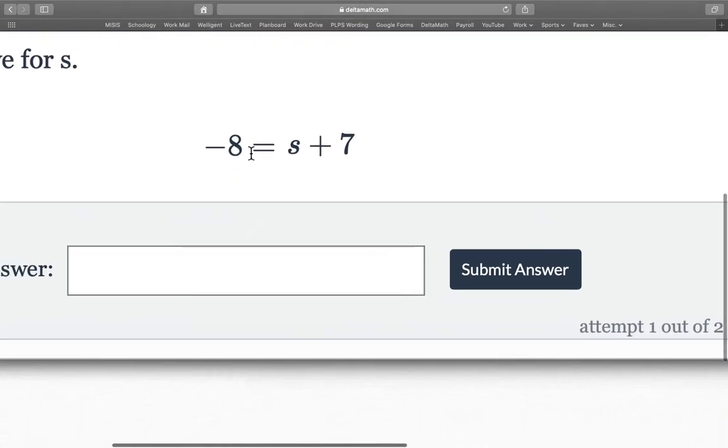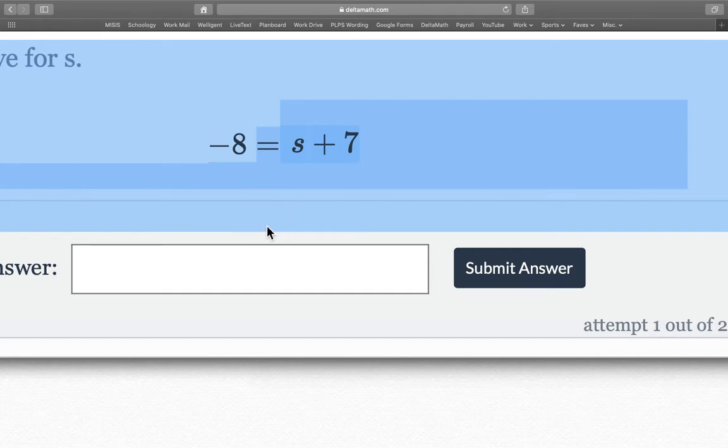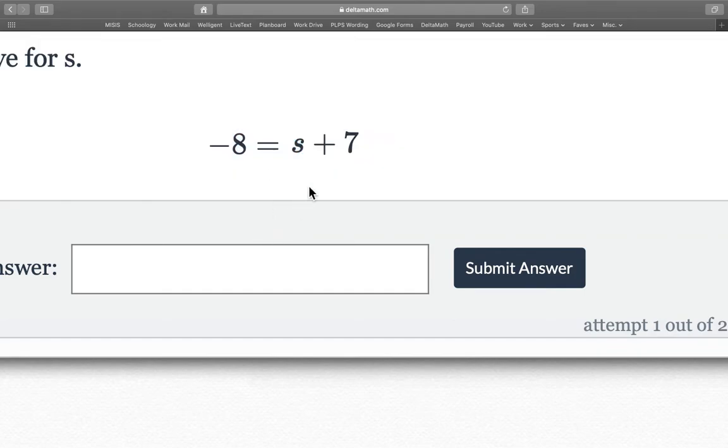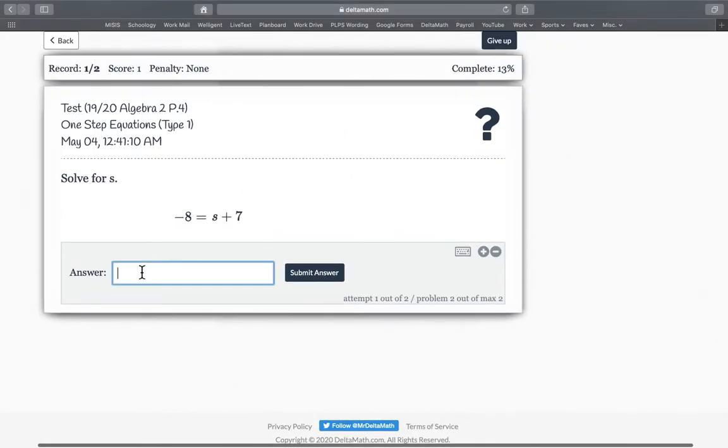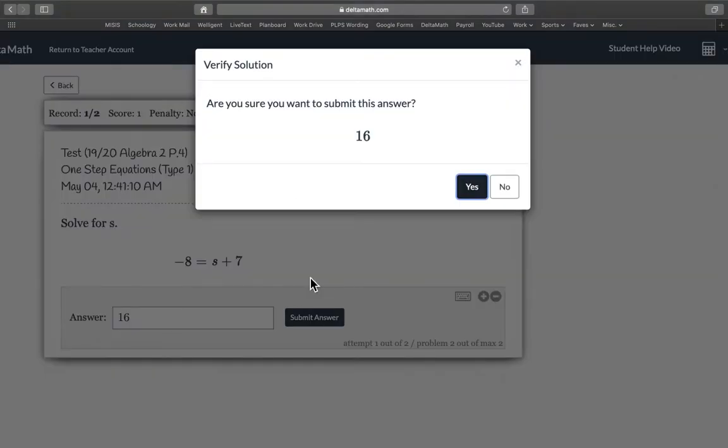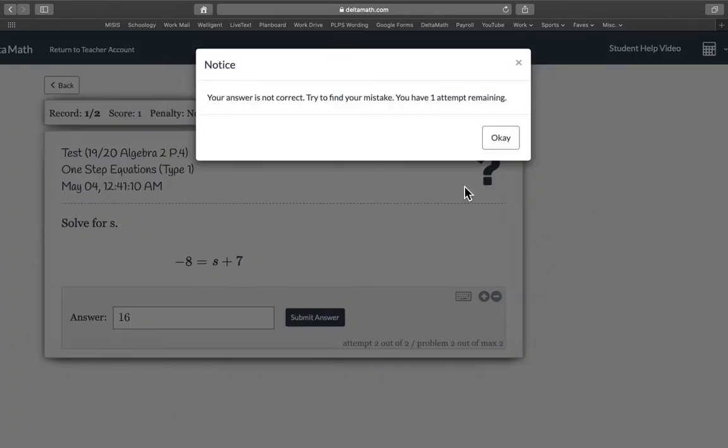Now again, we're going to solve for s here, so we're going to draw our line of separation down here like this. We're going to move 7 to this side, and we're going to make it negative 7. -8 and -7 are the same sign, so we're going to add. 8 and 7 is 15, and it's going to be a -15. So we know our answer is -15, right? But let's say for whatever reason you put 16, okay? You got 16, you did the math, you got 16. You hit submit answer, you hit yes.